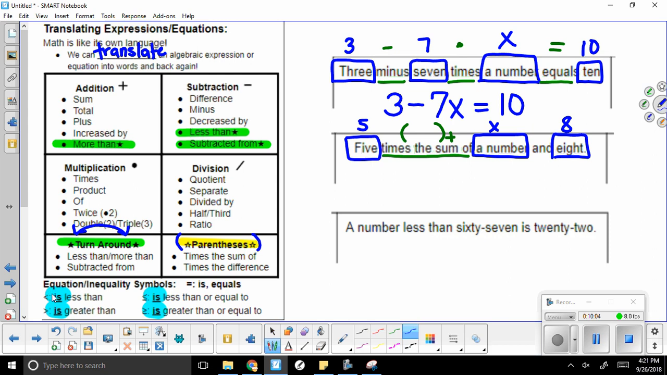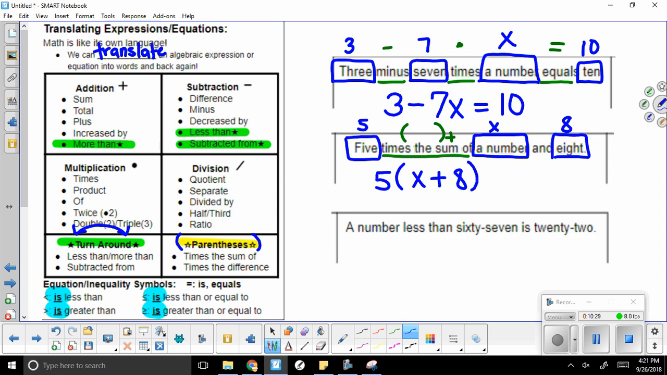So I'm just going to start out with the number 5. And then when we multiply, we can squish it up next to it. So times the sum, I'm going to squish up next to those parentheses. Then I'm going to put the first number that I saw, which was x. And then I know that plus means to add, so I'm going to put a plus sign, an addition sign, and then 8. And don't forget to close out those parentheses.